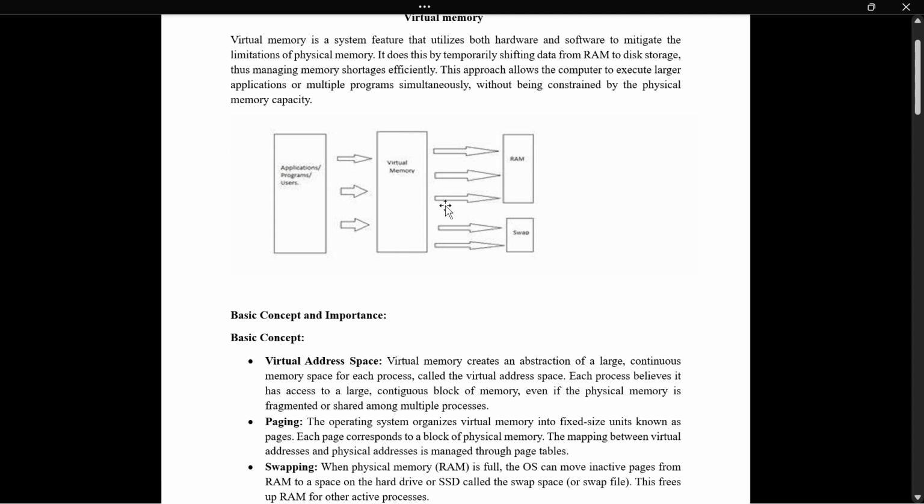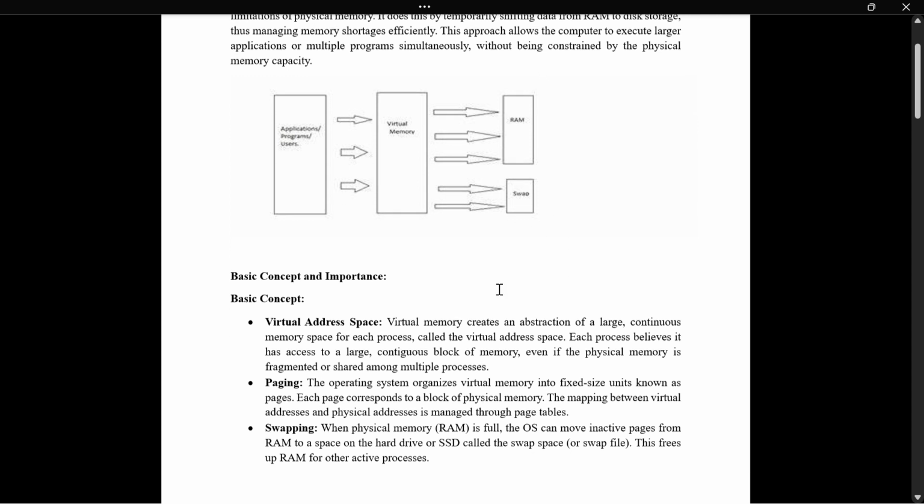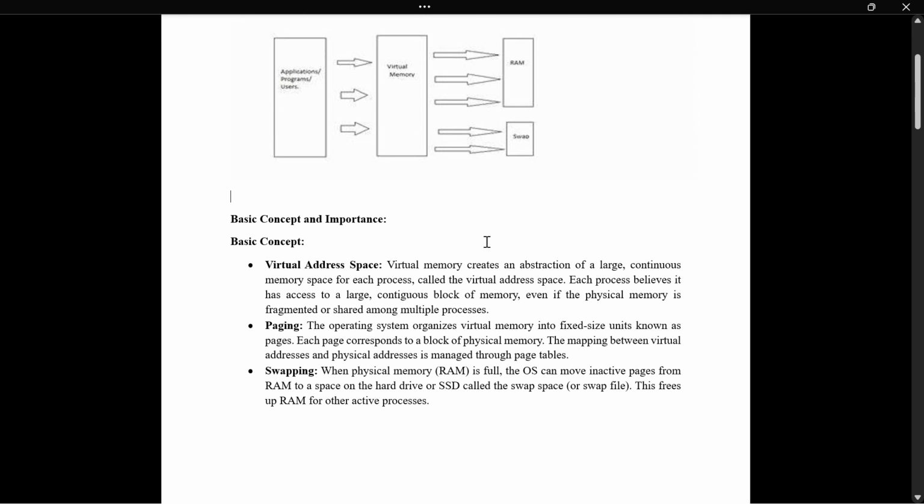So this is the diagram of virtual memory. The middle part is the virtual memory, the left part is our application program or user, this is the RAM, and this is the server. The process goes from the application to the virtual memory and then passes to the RAM and different servers as well. So the basic concepts are virtual address space, paging, and swapping.